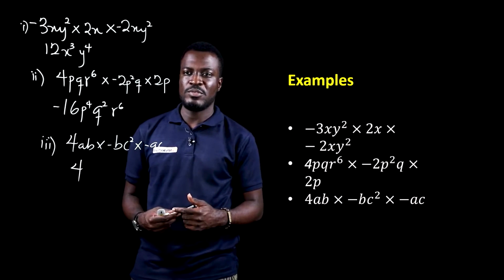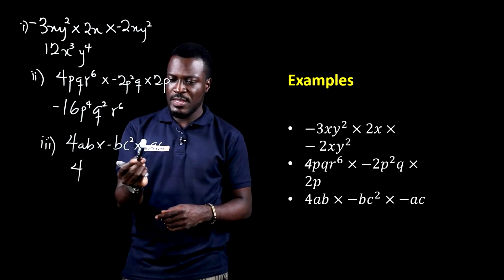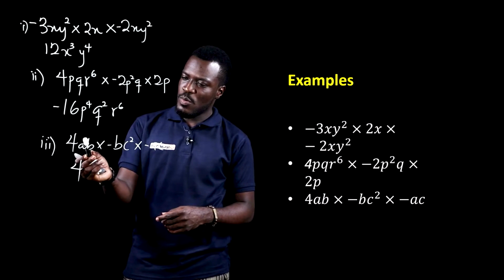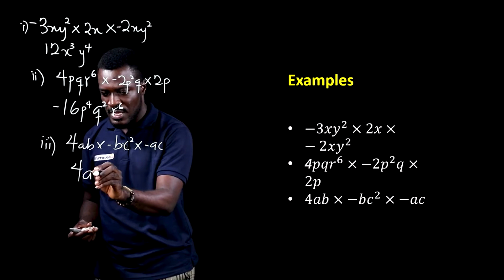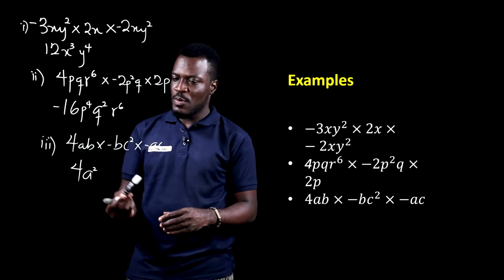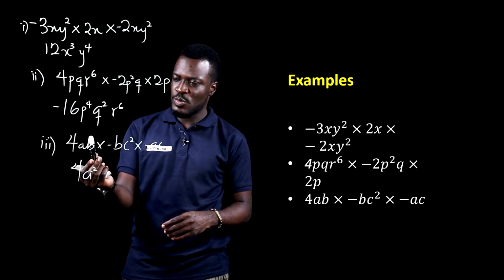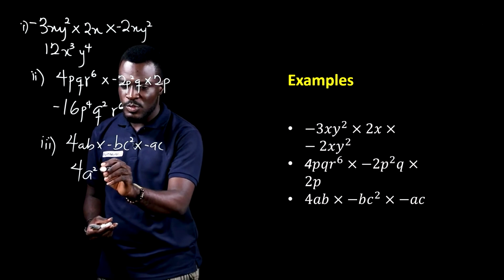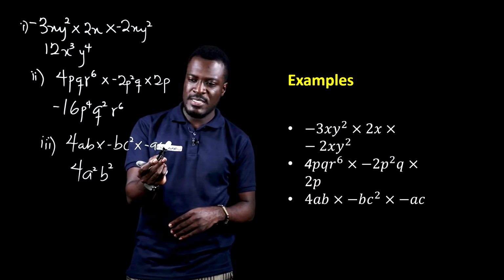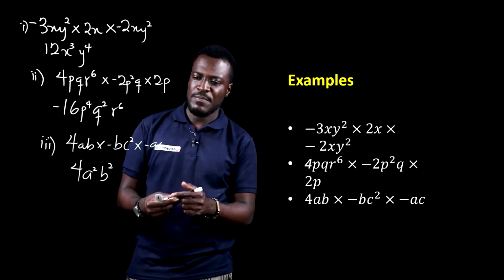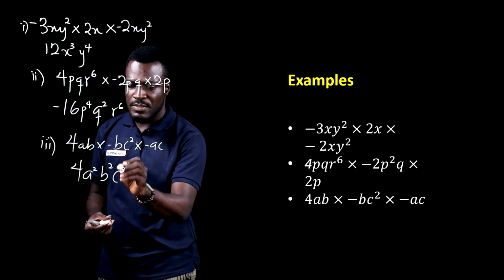So we have positive 4 here. And let's come to the variables. So you have a here, and then we have a here. 1 plus 1 is giving us a squared. Now b is 1 here, b is 1. So 1 plus 1 is also giving us b squared. And then we have c squared here and c. So 2 plus 1 is giving us 3.